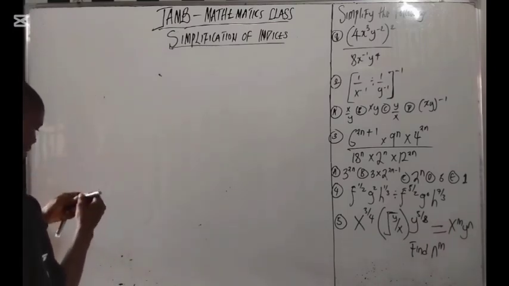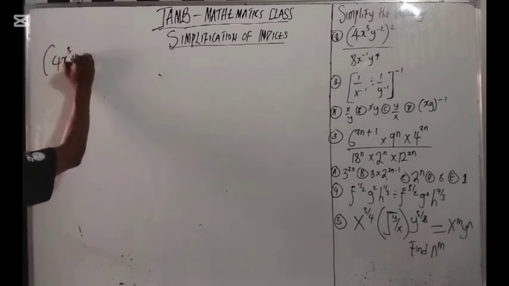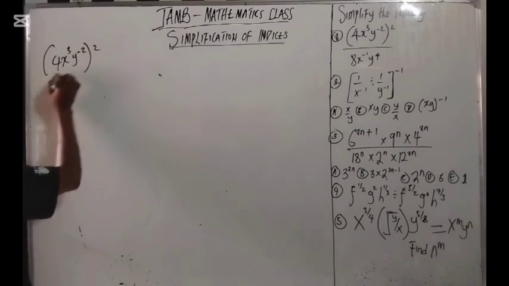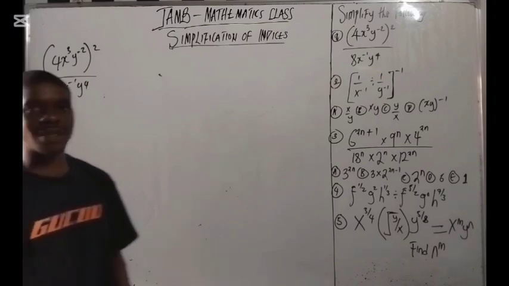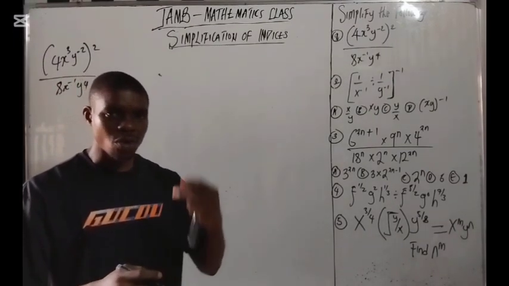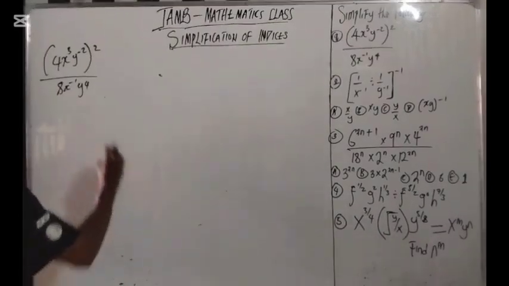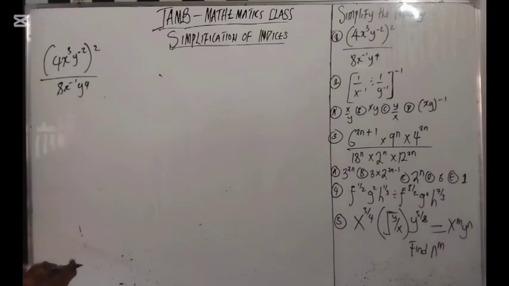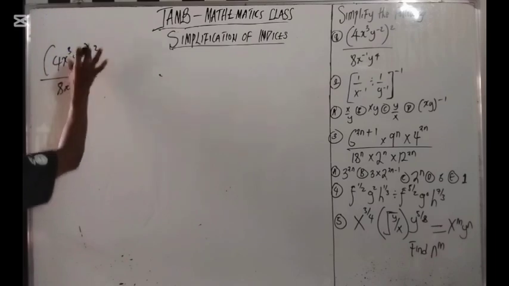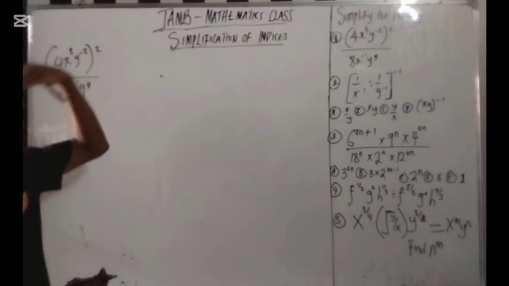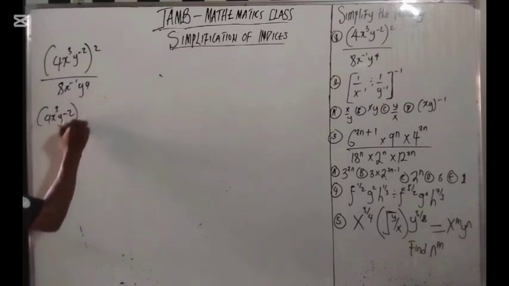So the first one is (4x^3 y^-2)^2 over 8x^-1 y^4. Now, when you are solving a mathematics problem, please calm down. Try to understand the laws and try to break things down. Here we have the numerator and the denominator. The numerator has a power, so let me break this down and take the numerator out. The numerator is (4x^3 y^-2) all squared.